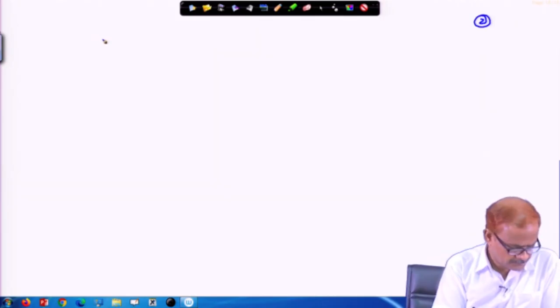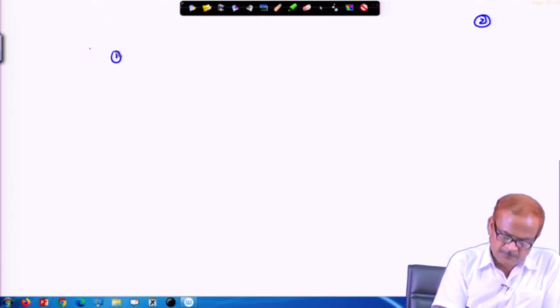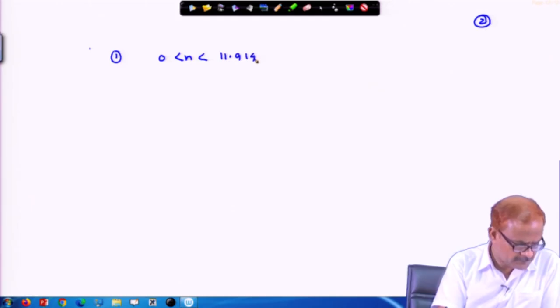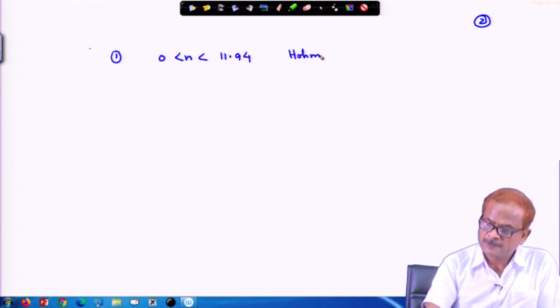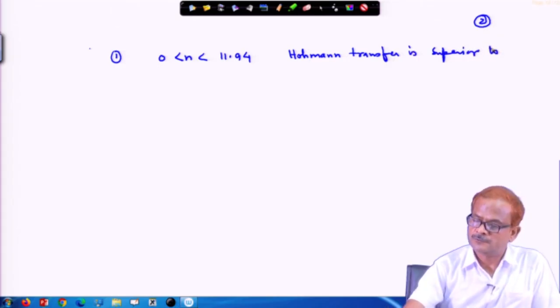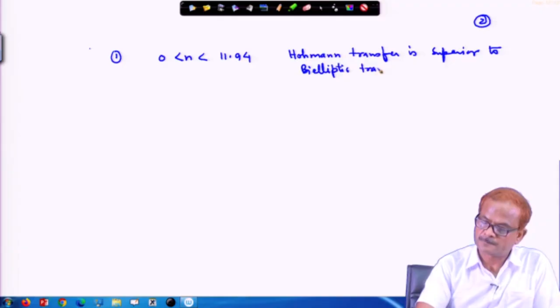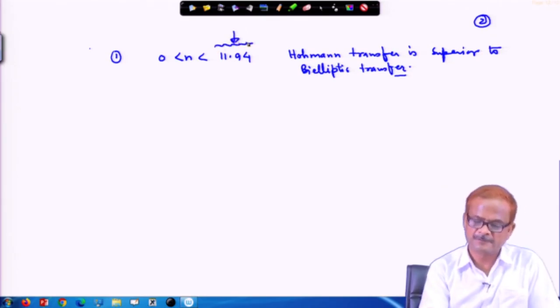So, to state: for n lying between 0 and 11.94, Hohmann transfer is superior to bi-elliptic transfer. You may be wondering from where we are getting this quantity. Shortly we will see that.